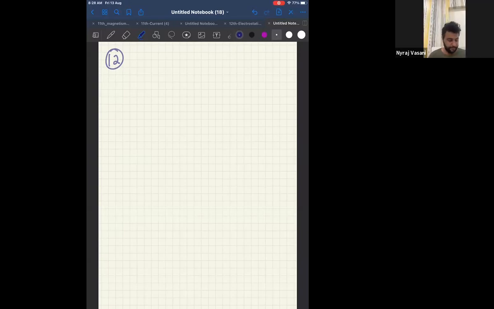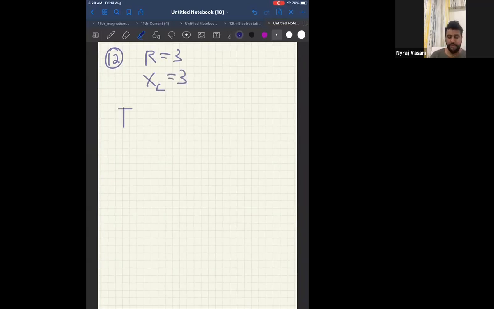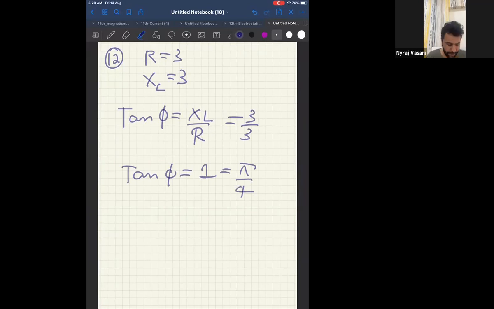Okay, now see question number 12. When AC voltage is applied to a resistance R and inductor L in series, that means they're talking about an RL circuit. If R and the inductive reactance both are equal to 3 ohm, then the phase difference. The actual formula for tan phi is XL minus XC by R, but in this case it will only become XL by R because it is only an LR circuit. XL is given as 3 and R is also given as 3. Therefore, tan phi equals 1, which is equal to pi by 4, because tan pi by 4 is 1. Therefore, answer is C.